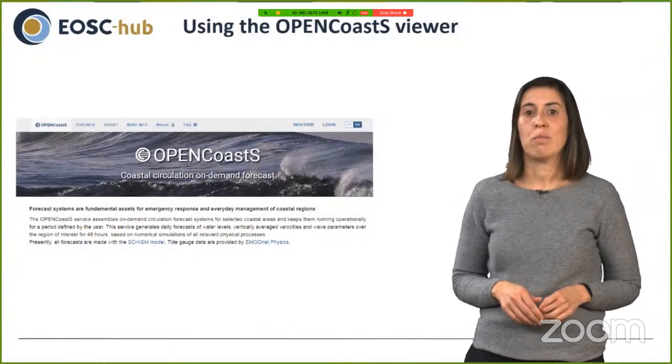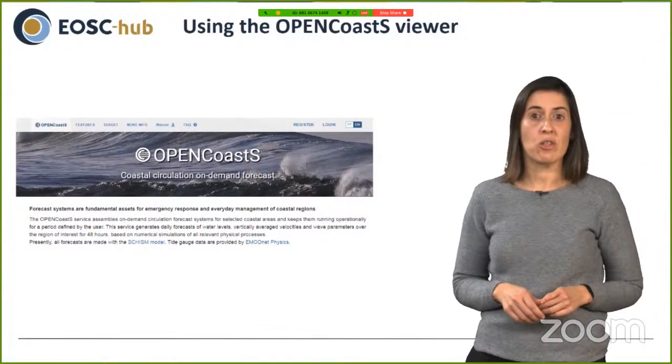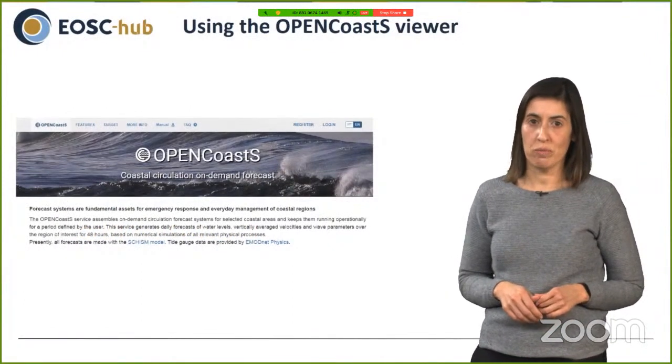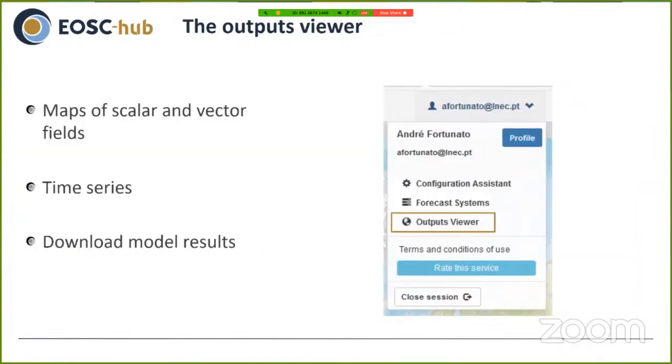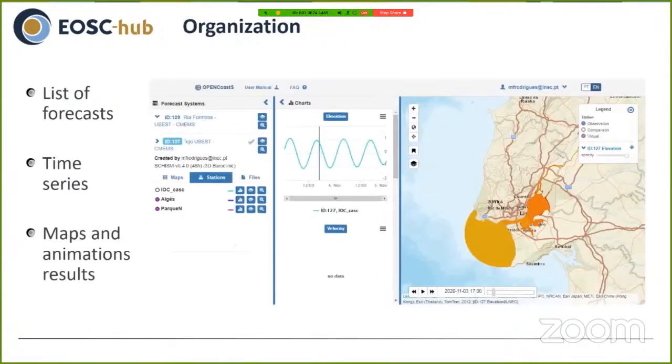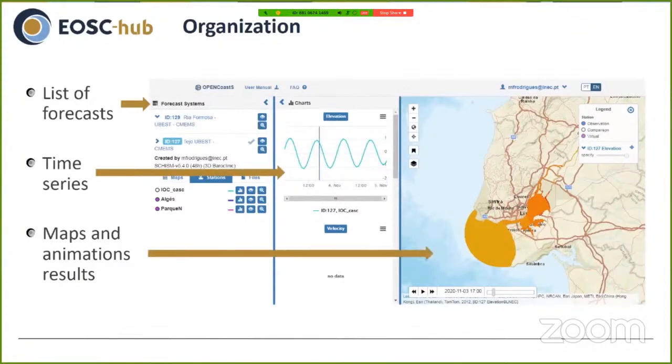Hello, my name is Marta Rodrigues, and in this lecture I will talk about the Outputs Viewer. The Outputs Viewer provides access to maps of scalar and vector fields, time series, and download of the model results. It is organized as follows. The forecast systems are listed in the left panel. The time series are displayed in the center panel, and the maps are available in the right panel.